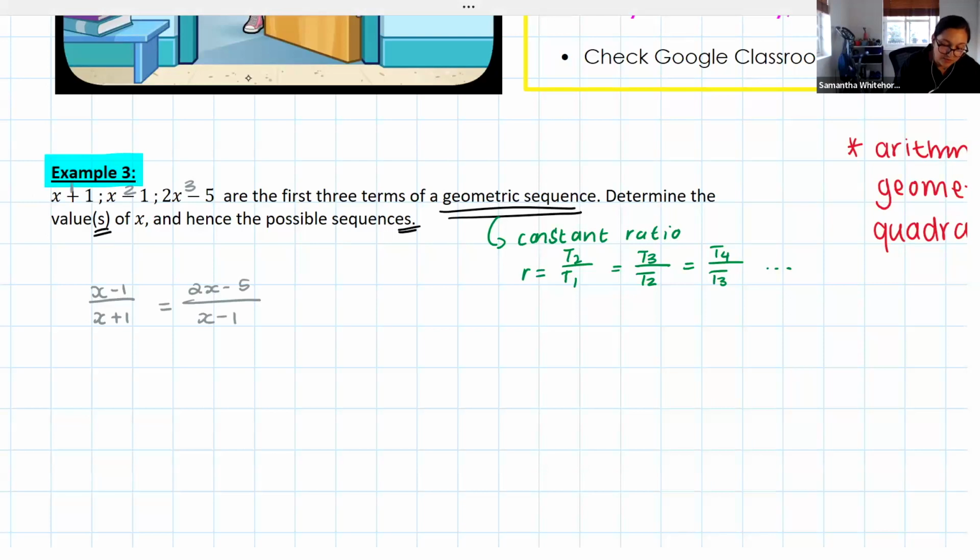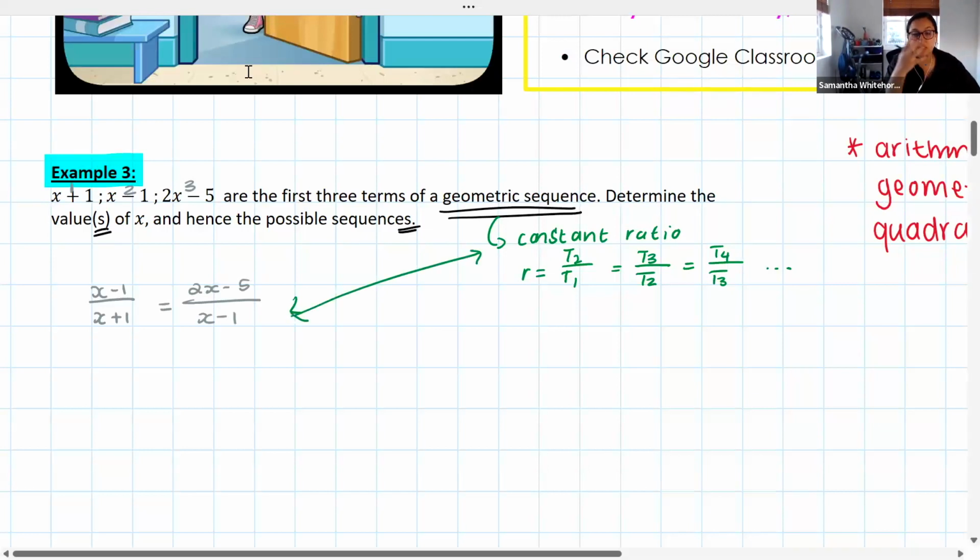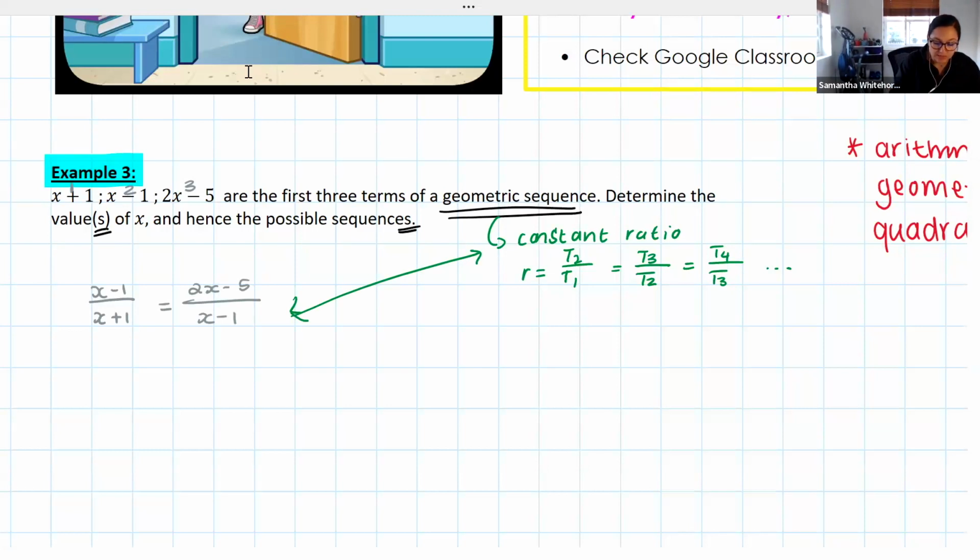And the reason I am doing all of this is because I have that constant ratio, okay? The whole purpose of me setting up those fractions and setting up this equation is because I know I'm working with a constant ratio. So now that I have this equation set up, I can go and solve for x. Now, guys, because you've got fractions here with unknowns in your denominator, we need to be careful.